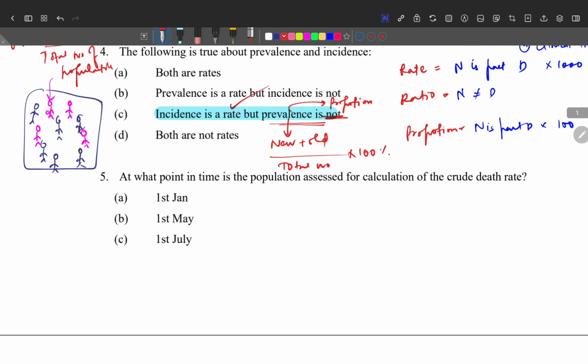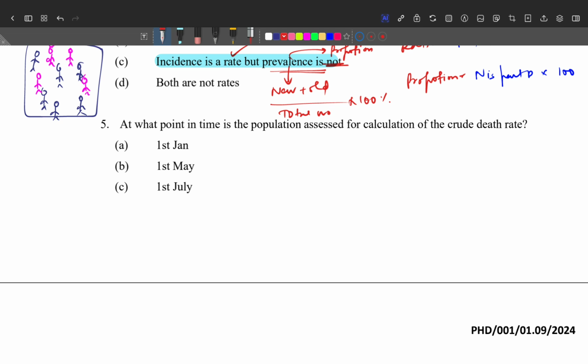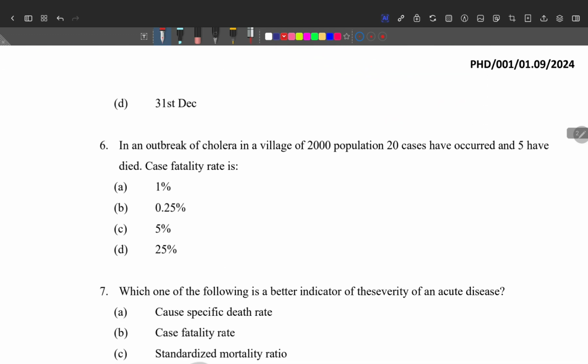Now, at what point in the population is it taken for calculation of CDR, crude death rate? Now in this you have to know the crude death rate. I'll just say the formula of crude death rate, and the answer is very simple. It's 1st July. The formula of crude death rate is number of deaths divided by mid-year population, into 1000. That's the formula of CDR. You have to know this formula. It's somewhat simple.